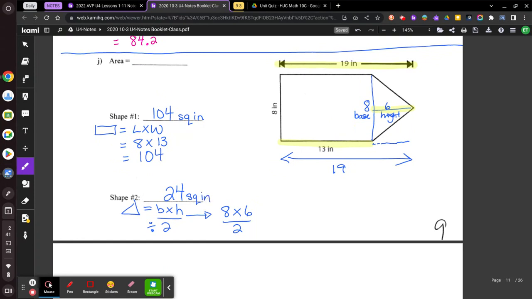So now we're going to take and we're going to add. So for total area, I got to add them together. I'm going to take 104 and add 24. So I'm going to get 128 squared inches. Okay, I'll give you a minute to finish writing that down.